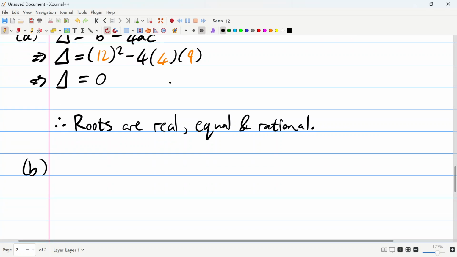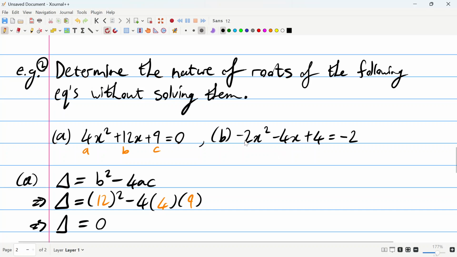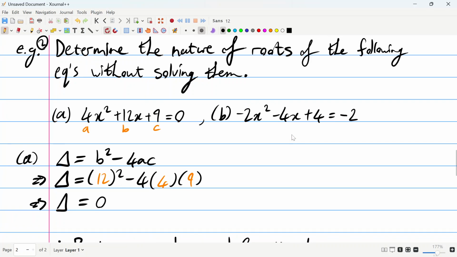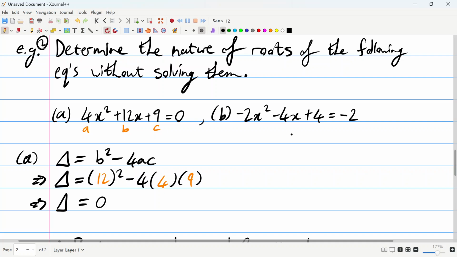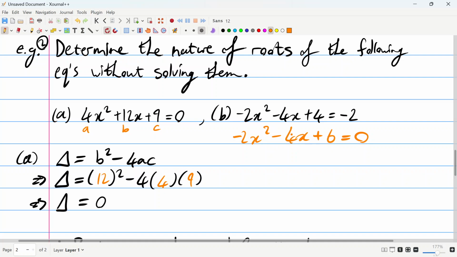Then number B, which is the last one, is negative 2x squared minus 4x plus 4, okay, is equal to negative 2. Now notice that this is not in proper quadratic form. Why? Because clearly there's a negative 2 on the other side instead of 0 like the other one. So we need to make sure that we take the negative 2 over by adding both sides by 2. So then what we're going to get is negative 2x squared minus 4x plus 6 equals 0. If we add both sides by 2, we're going to get that, okay?